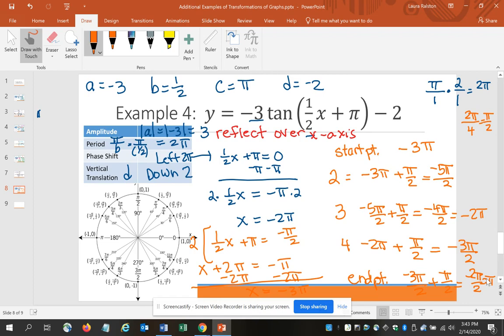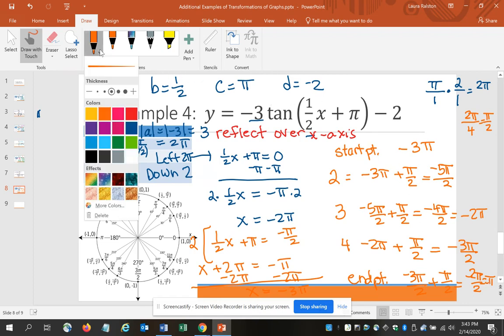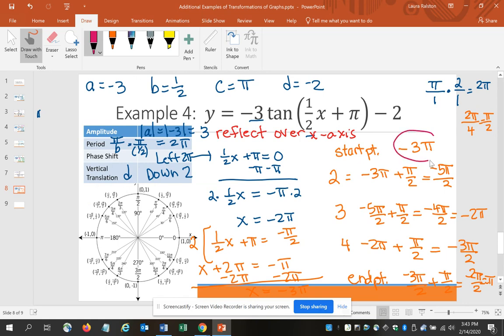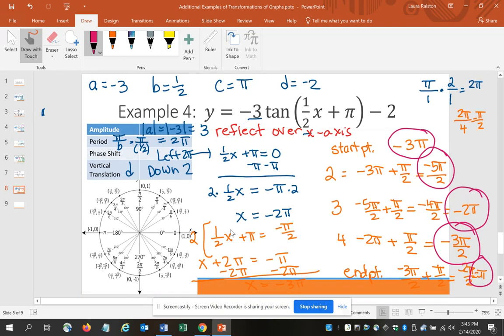Okay? So again, those numbers are really kind of strange, but it's because we don't typically start the cosine or the tangent curve at 0. So we have negative 3 pi, negative 5 pi halves, negative 2 pi, negative 3 pi halves, and negative pi. All right, so let me see if I can help you draw this.